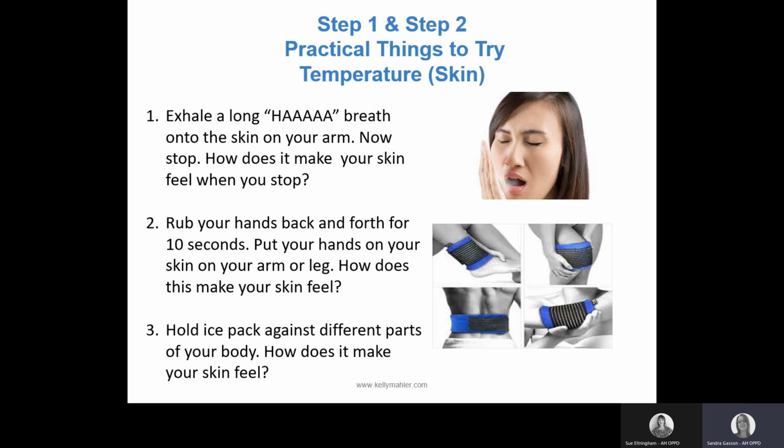You could rub your hands back and forth for 10 seconds and then put your hands on your skin, on your arm or your leg. How does that make your skin feel? You could hold an ice pack against different parts of your body. How does this make your skin feel?